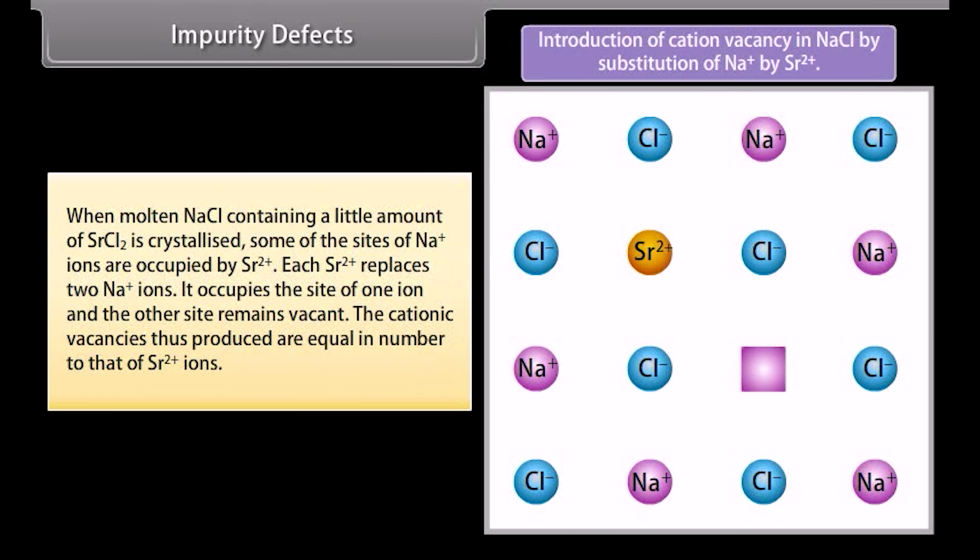Impurity defects. When molten NaCl containing a little amount of SrCl2 is crystallized, some of the sites of Na+ ions are occupied by Sr2+, as depicted in the figure below. Each Sr2+ replaces two Na+ ions. It occupies the site of one ion and the other site remains vacant. The cationic vacancies thus produced are equal in number to that of Sr2+ ions.